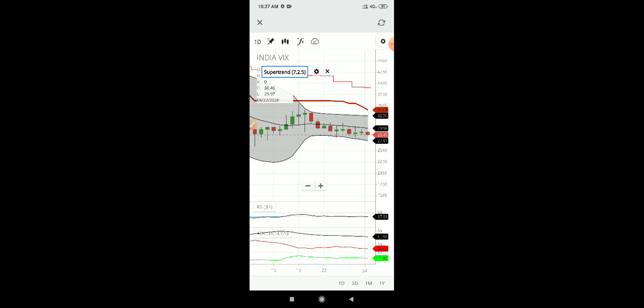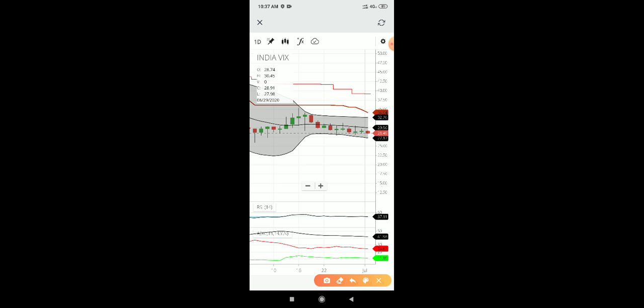If you see the RSI 14 line below, it's below 37. It's a sign of negative for India VIX. It's decreasing. Even ADX is showing the red line above the green line. It's a sign of India VIX decreasing mode.